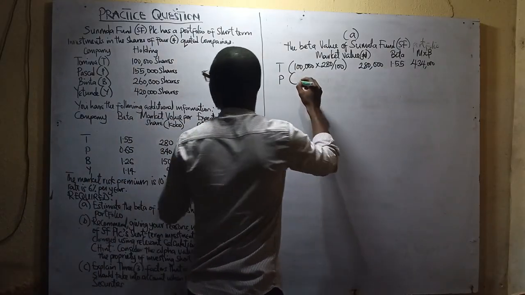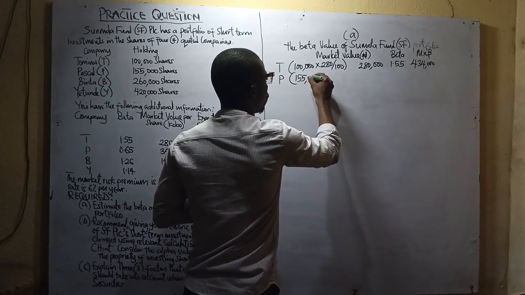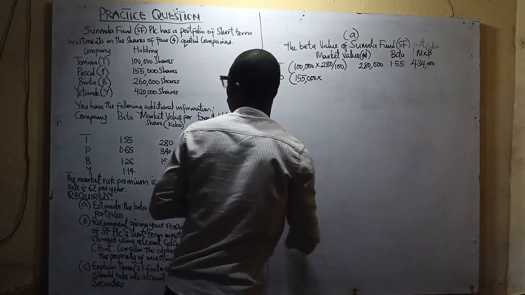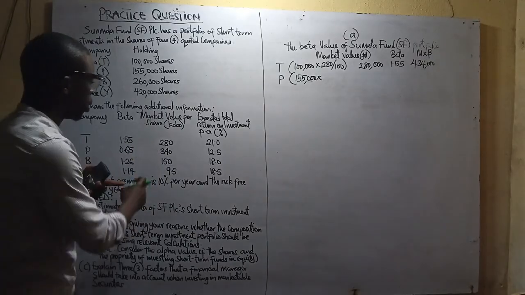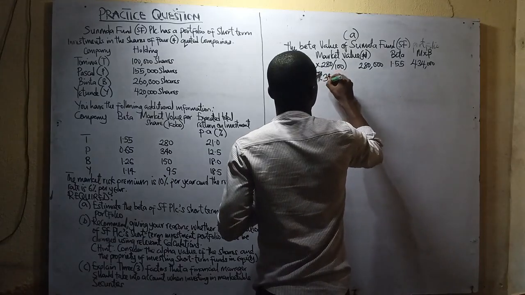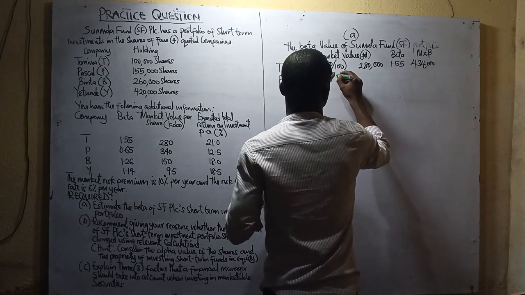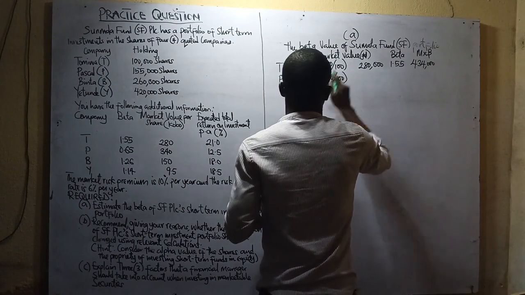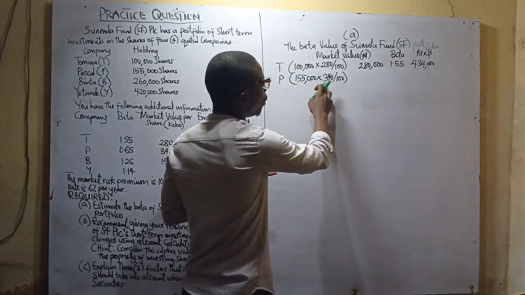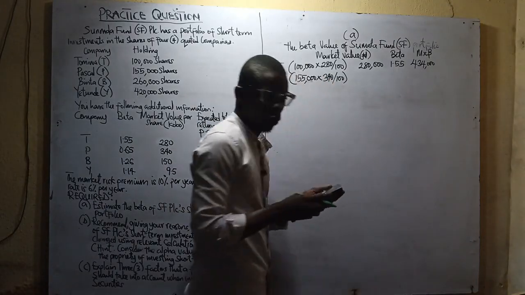So what are the shares? It has 155,000 shares. What's the market value? The market value is 340. Because it's in kobo, our market value is the kobo divided by 100. So we have 155,000 times 340 divided by 100. So what are we going to have?